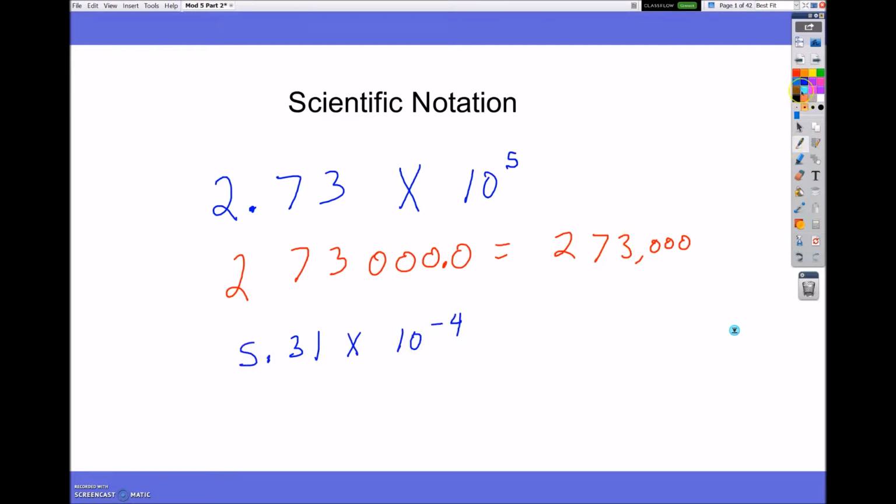So what I do, and how I solve these, is I put a handful of zeros on the left-hand side, and then I write the number as is. And now I'm going to move this decimal 4 spots. Once, twice, 3 times, 4 times. So therefore, this number is equal to 0.000531. So that's how we write numbers from scientific notation that are very large and that are very small.